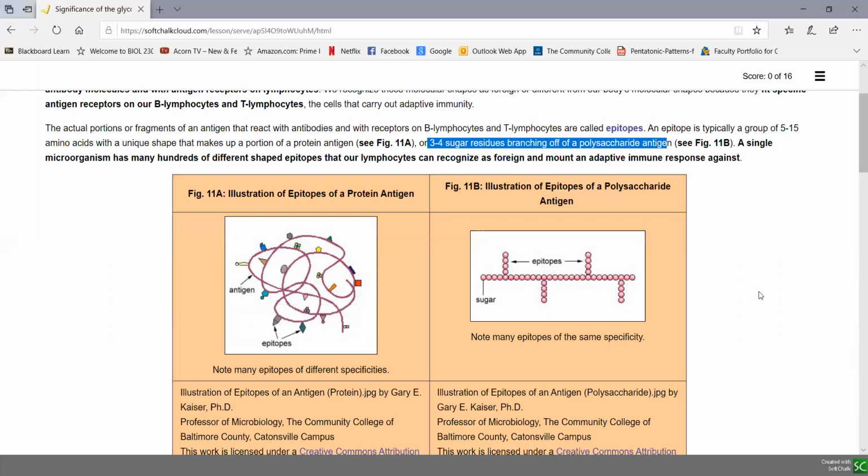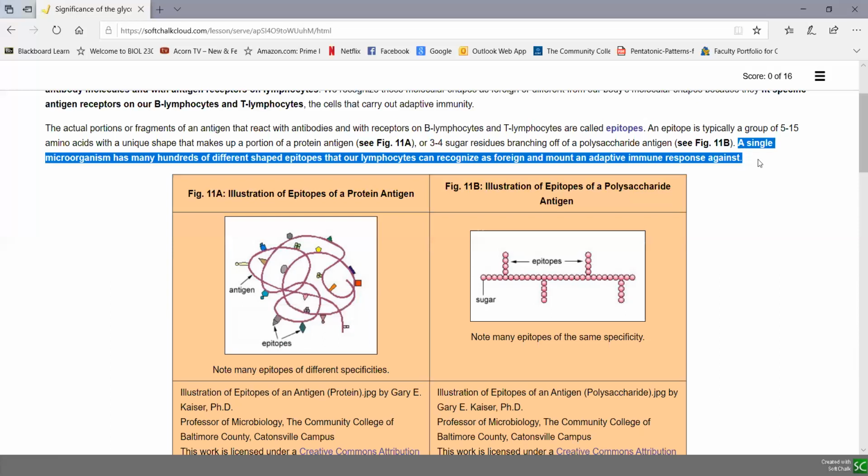And a single microorganism often has many hundreds of different shaped epitopes that our lymphocytes can recognize as foreign. So it's not like we can make one antibody that fits a bacterium. We make an antibody that fits every epitope of every protein and every polysaccharide associated with that organism, allowing us to mount a very vigorous adaptive immune response against that antigen.